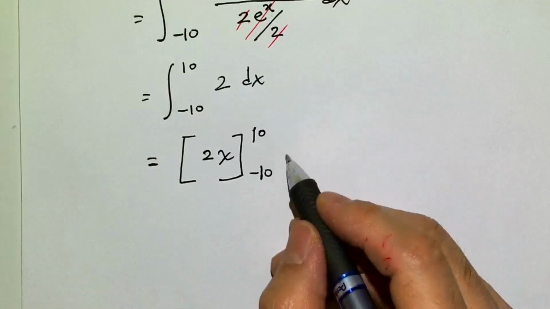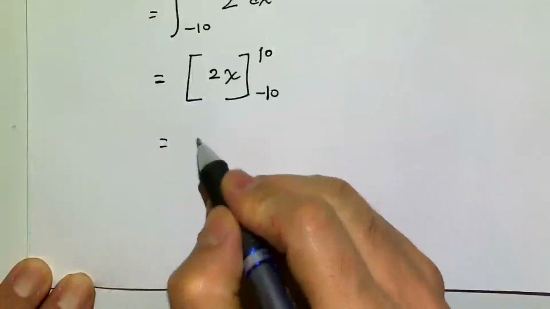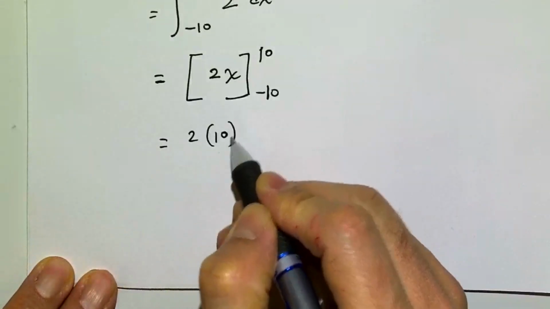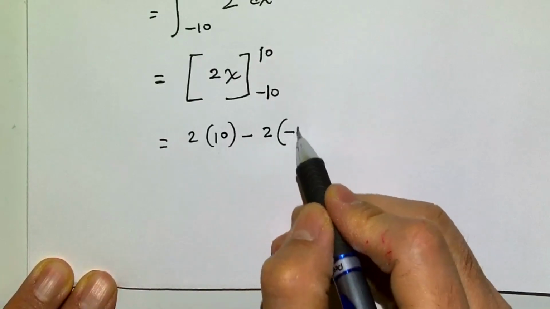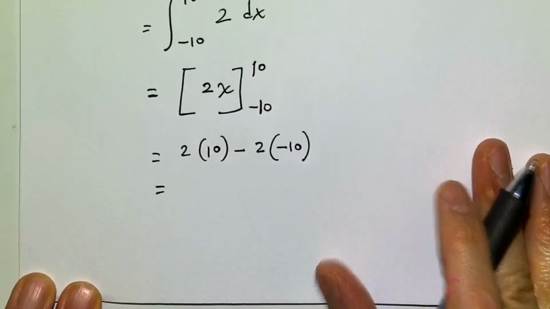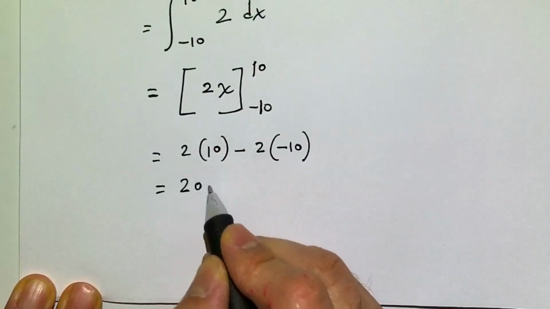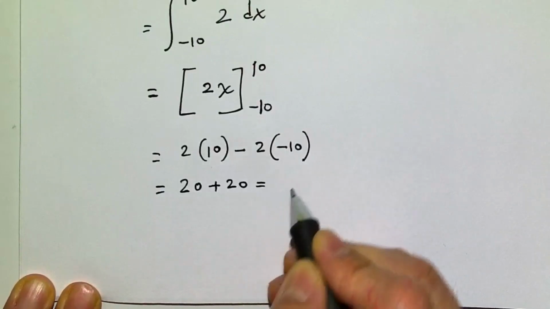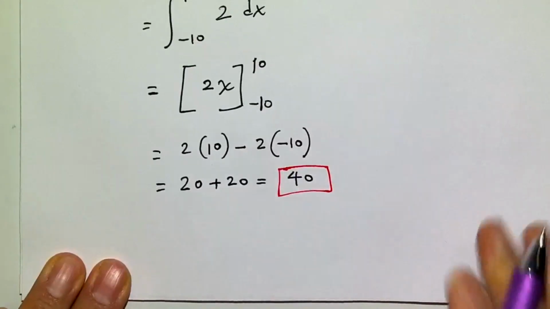Okay, so let's calculate this. We have 2 times 10 minus 2 times minus 10. So we end up with 20 plus 20, or 40. And here's our final answer there.